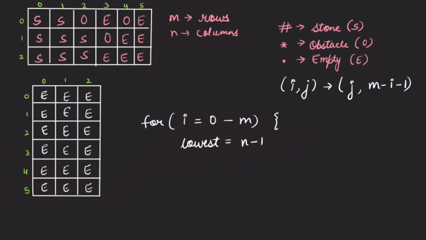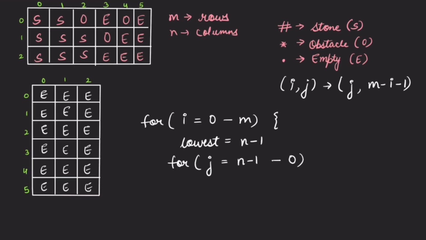Now what we need to do is go inside this column one by one for every cell, and check if it is a stone, then what we need to do. If it is an obstacle, then what we need to do. So we will run another for loop of j, which will start from n minus 1 and go till 0. Why is it starting from n minus 1? Because we want to go from bottom to top, so that every time we can identify the lowest valid empty cell and where the stone should fall.